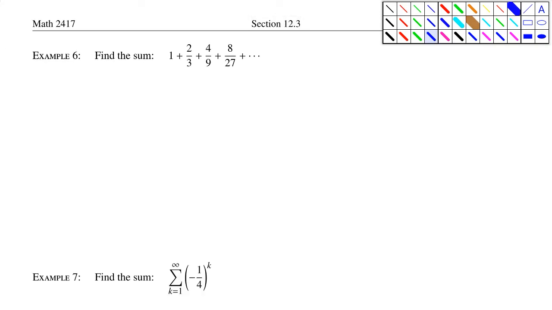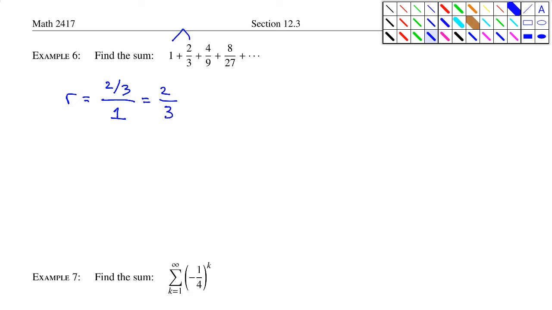Example 6. Find the sum. 1 plus 2/3 plus 4/9 plus 8/27, etc. So here we have an infinite geometric sum. Let's go ahead and find the common ratio. So the common ratio is the ratio of any two consecutive terms. So this would be 2/3 divided by 1, which is 2/3.